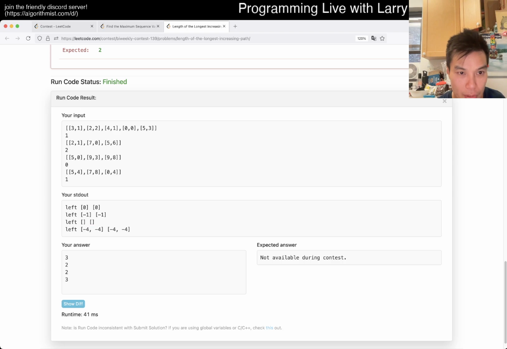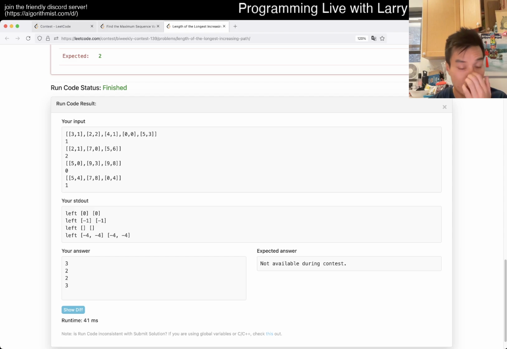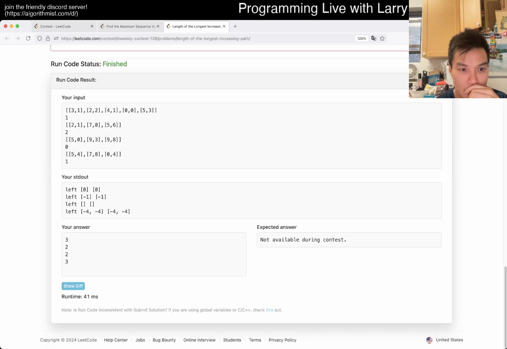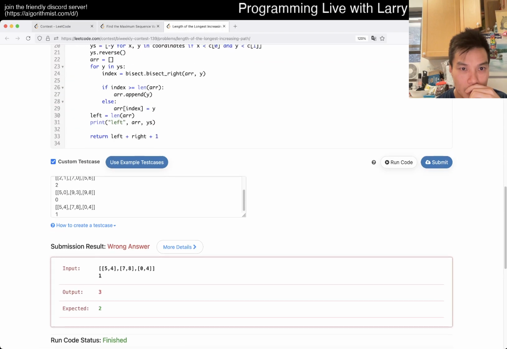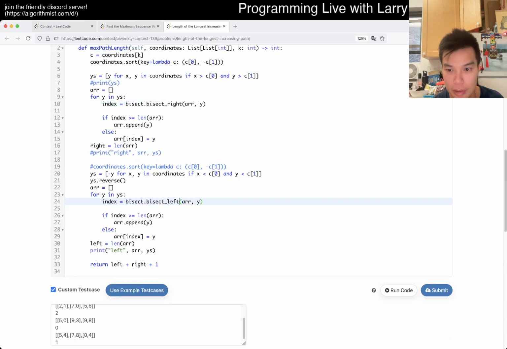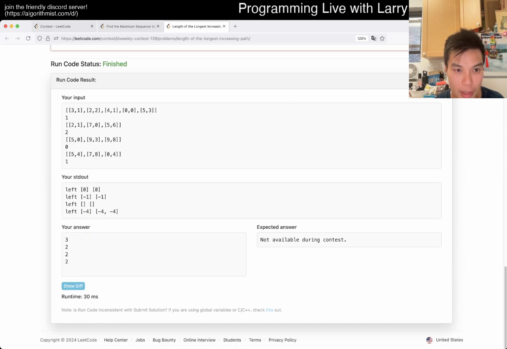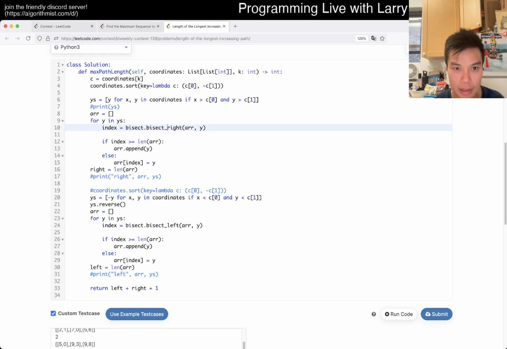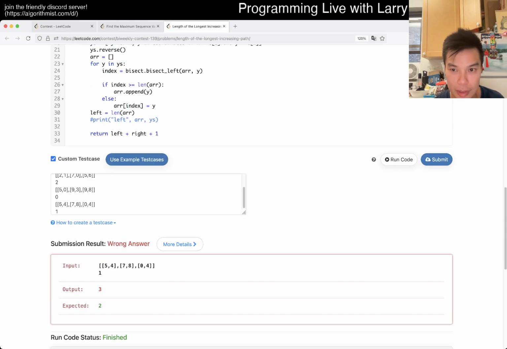-4, -4. Oh wait, no, that's not right. No, I mean I think I'm doing right. Bisect right, right? Is it bisect left? Because if it's the same, we do the same. Okay, yeah, I was wrong on this one. Yeah, bisect left. I thought I needed the next one. I'm thinking too silly. Okay, let's regroup.